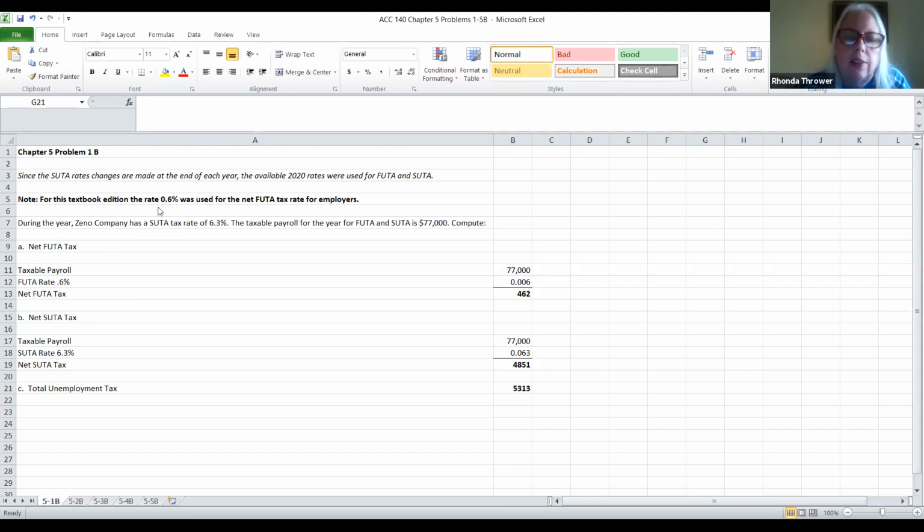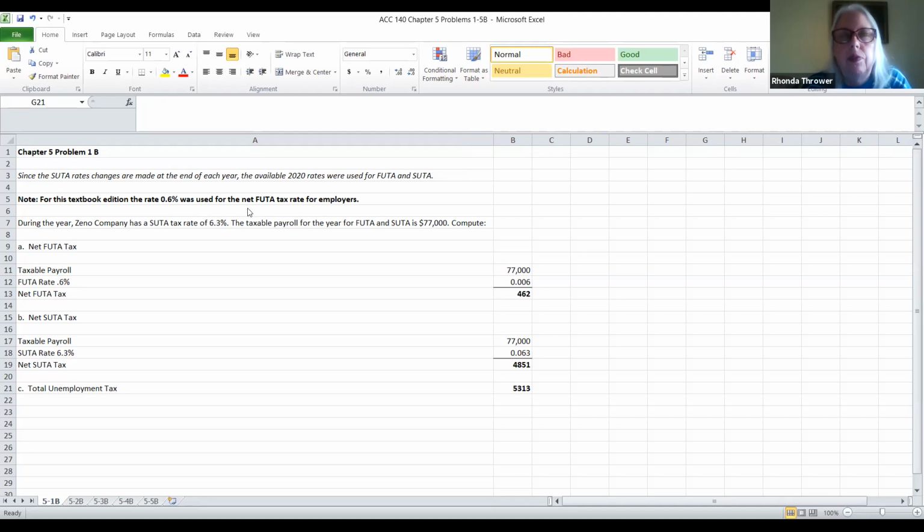This is a net FUTA tax rate, and what FUTA means is it's the federal unemployment taxes that employers have to pay, and the net rate is the gross rate of 6% less the credit of 5.4% that is given to employers who have a good rating with paying state unemployment taxes.